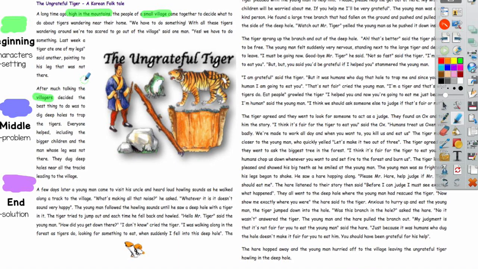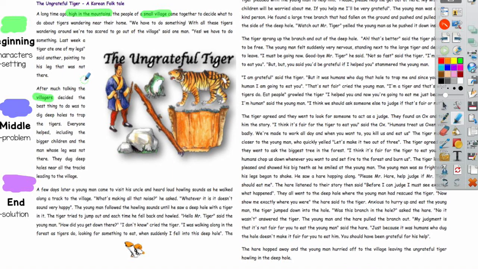A few days later, a young man came to visit his uncle and heard loud howling sounds as he walked along a track to the village. "What's making all that noise?" he asked. "Whatever it is, it doesn't sound very happy." The young man followed the howling sounds until he saw a deep hole with a tiger in it. The tiger tried to jump out, and each time he fell back and howled.